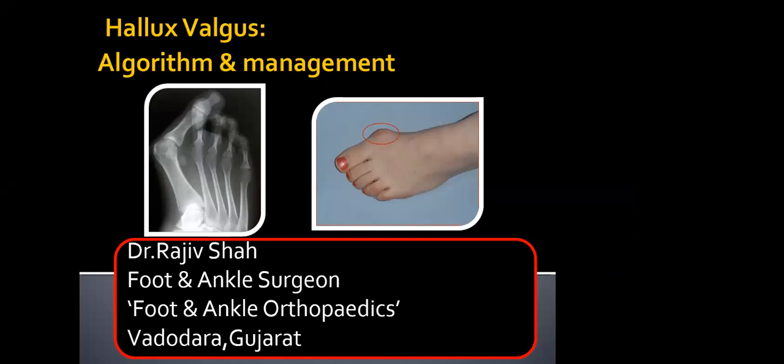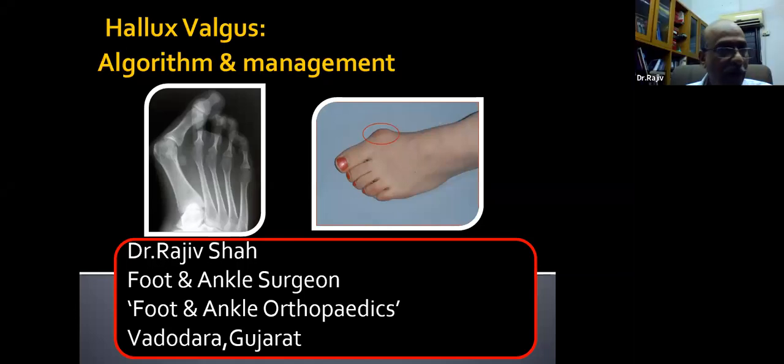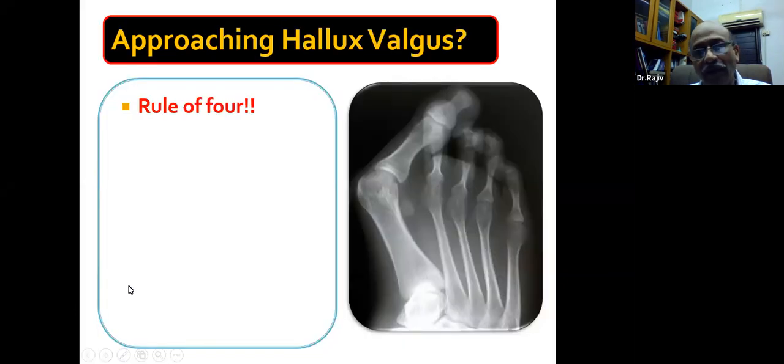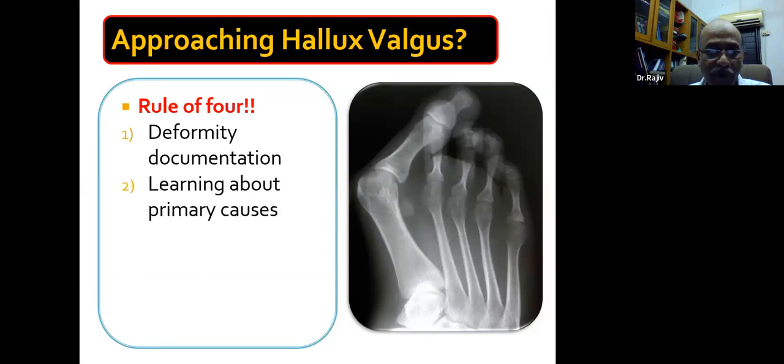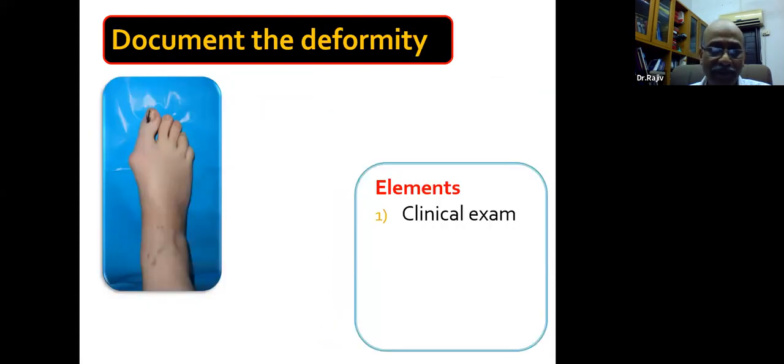Yes, sir. So hallux valgus, I want to make it very simple for you, because it's a very complex topic and still it is an unsolved mystery in foot and ankle orthopedics. Approaching hallux valgus is a rule of four things. You document the deformity, you learn about certain pre-existing primary causes, get the answer of the four questions and follow a simple algorithm. So how do you document the deformity?